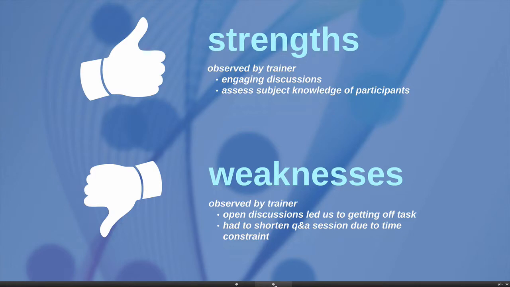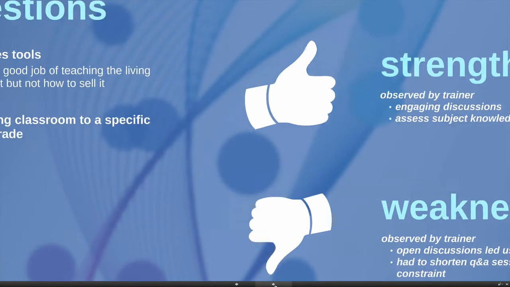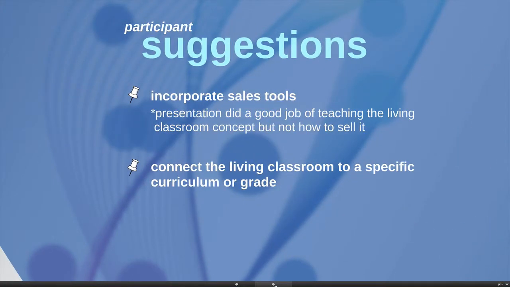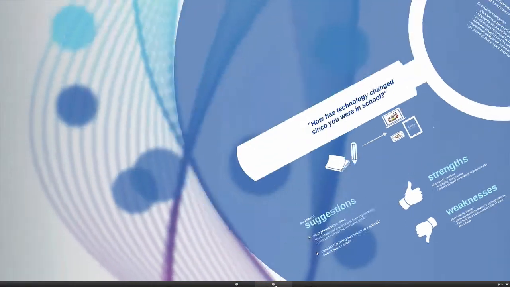I had to try very hard to rope them back into the subject at hand, but due to the time restrictions, a few of the question and answer sessions were cut short. It was recommended that some sales tools and strategies on how to get teachers, principals, and other office officials on board with the 21st century learning be applied to the session. This presentation taught what the living classroom was, but not how to sell it. It was also suggested that I connect the living classroom concept to a specific curriculum or grade. The course itself was very general and did not highlight any particular course or age group.